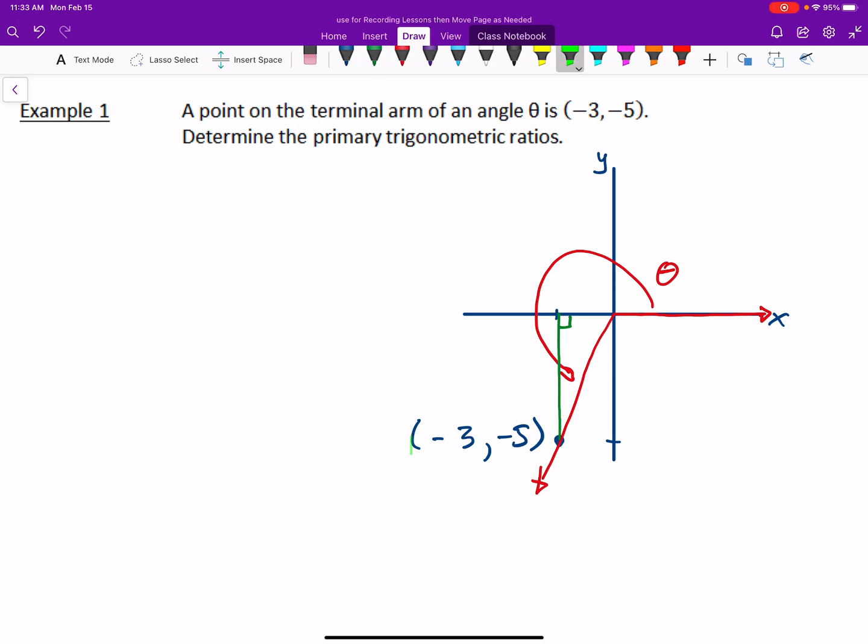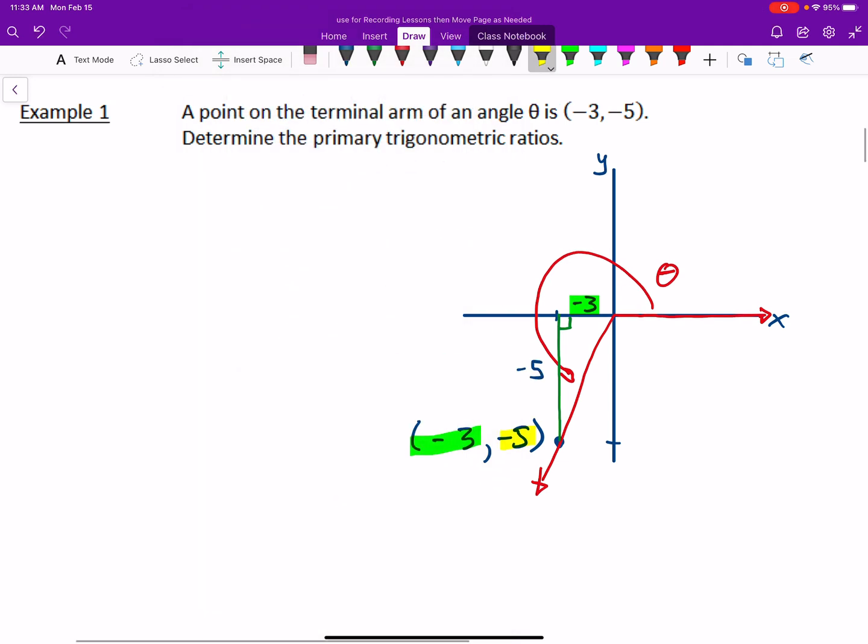Again, the x-coordinate gives me this side length here, because that's my distance from the origin over. The y-coordinate gives me this side length here, because this -5 is from the x-axis down to the point, so that would be 5 units. So I've already got 5 and -3, the opposite and the adjacent side. And I can find out what r is simply by calculating using the Pythagorean theorem again.